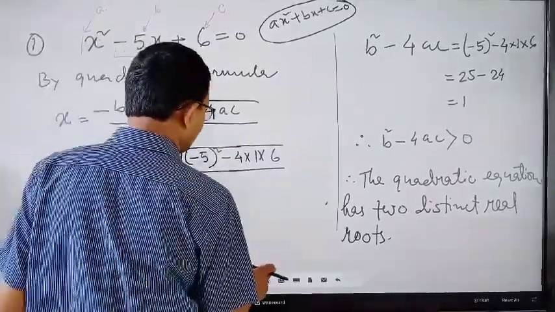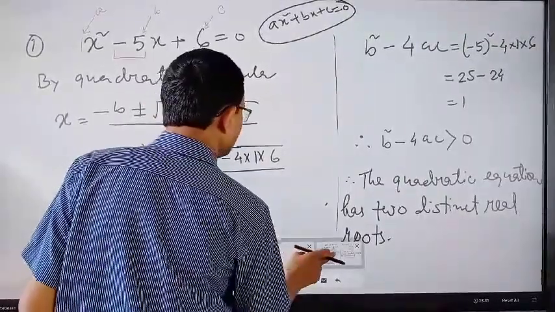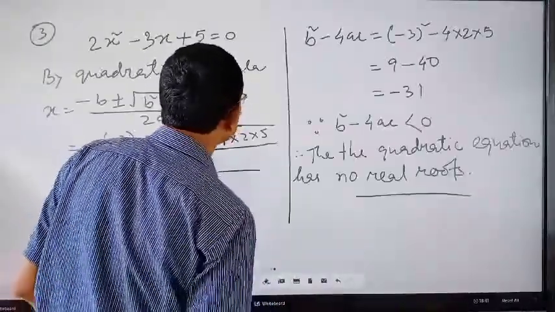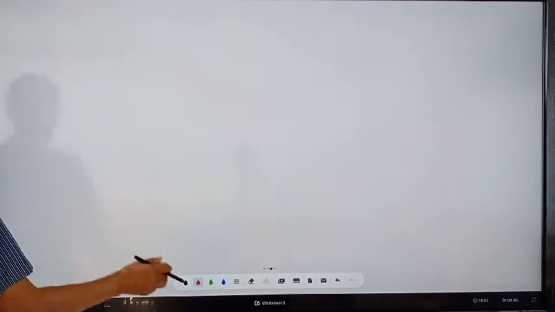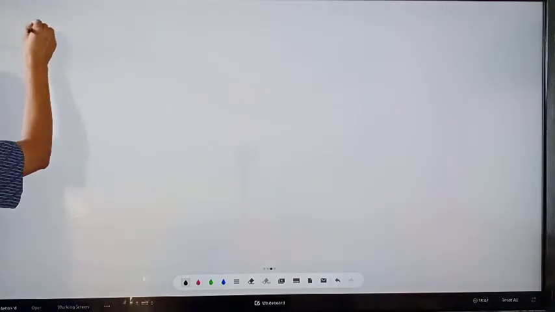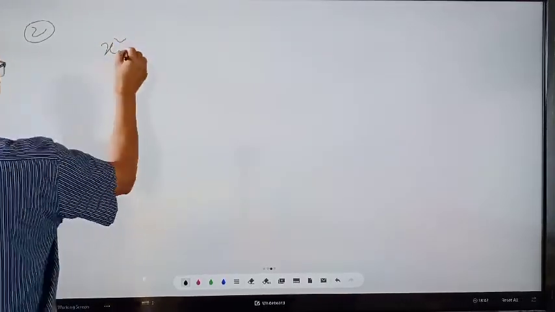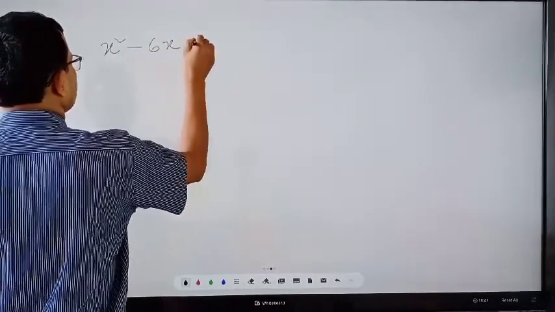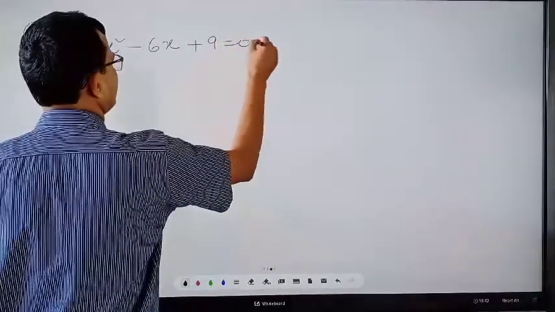Okay, now let us go to the next case. Now this is the third case. Suppose let us take one example: x square minus 6x plus 9, equal to 0.